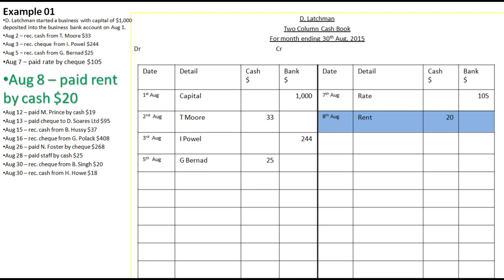8 August, paid rent by cash, $20. Again, they are paying or losing money, so we record it on the credit side. The date will be 8 August. And what are they paying for? They're paying for rent. And how are they paying this rent? They're paying it by cash, so we record it under the cash column.